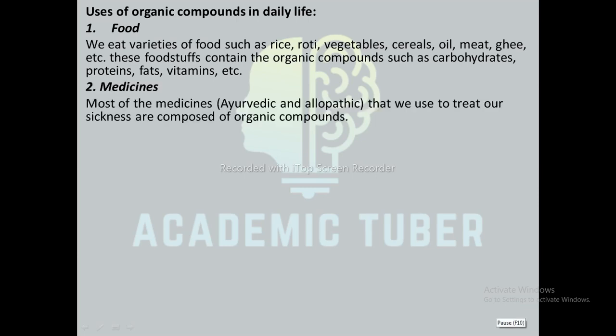Medicines. Most of the Ayurvedic and allopathic medicines are manufactured from different raw materials derived from plants and animals which contain carbon compounds. Such medicines are used in the treatment of various diseases.